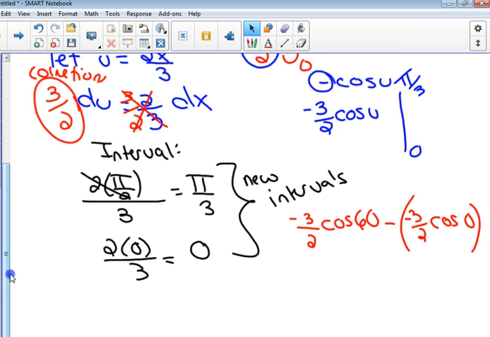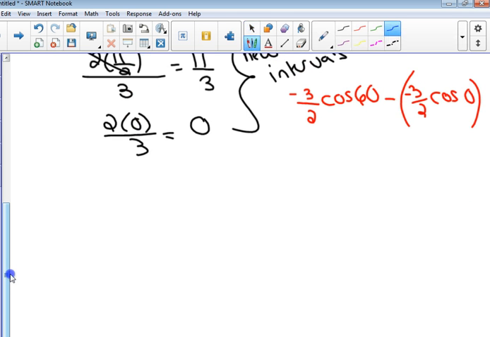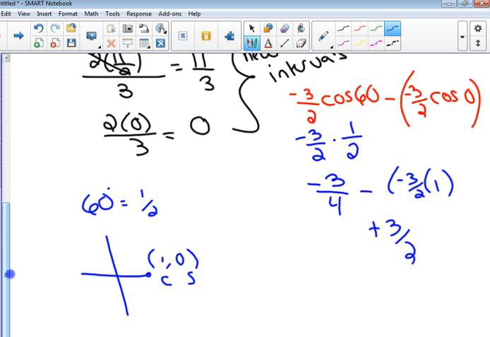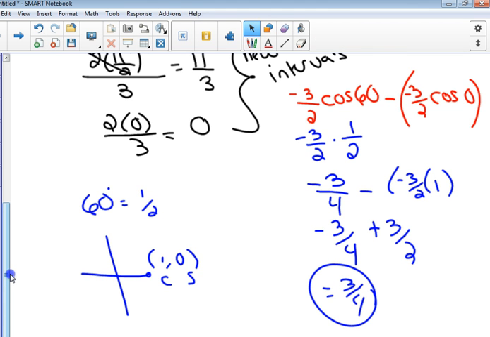Now at 60 degrees, does anybody remember your cosine? 1/2. Yeah, good job. So 1/2 times negative 3/2 is going to be negative 3/4. And then at 0 degrees, your cosine is going to be 1. Yep, good. So negative 3/2 times 1, so this is going to be a plus 3/2. Your last step, add those together. 3/4. Yep, good. I got 3/4 too.